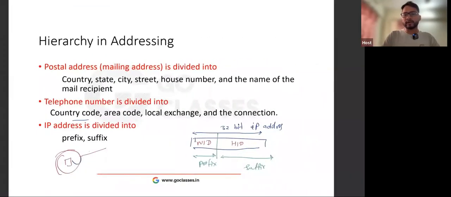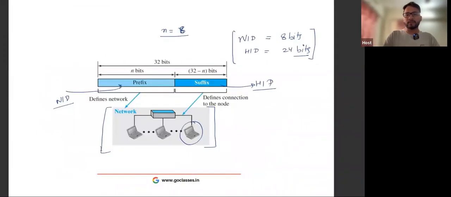Now it is divided into network ID and host ID. See here, an IP address is 32 bits long. If the network ID is n bits, then the host ID will be 32 minus n. So this arrow is saying first we identify which network it is. Once you identify the network, then in this network, we identify which interface or which host it is.